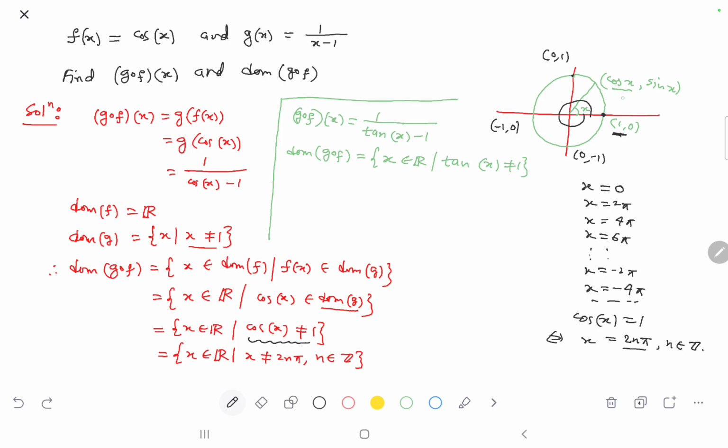Okay, look at this. Tangent x means what? Sine divided by cosine. So if the two components are the same, then it is possible. So it is only possible if you take pi by 4. At pi by 4, the components are 1 over square root of 2 and 1 over square root of 2, so tangent is 1, right? And you can also take the angle pi plus pi over 4, so 5 pi over 4. Got it?